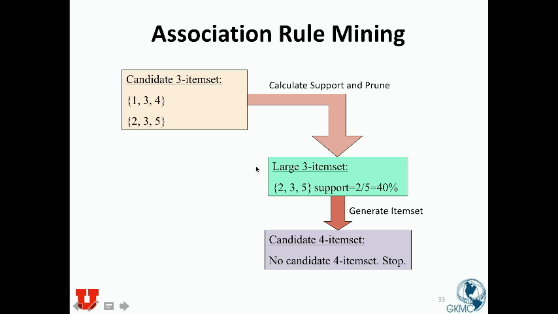Okay, so based on the support calculations, 2 out of 5 is still large, but because this is the only large 3-item set, no other large 3-item set can be used to help create a candidate 4-item set. So we have found all the possible large item sets up to 3, and no more large ones are possible after that. So association rule mining terminates.